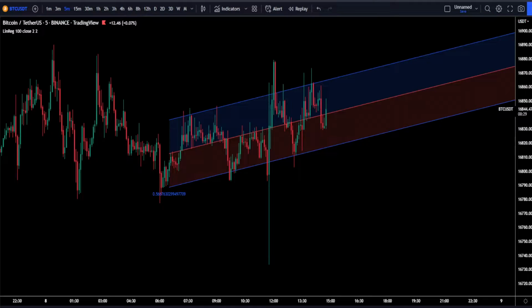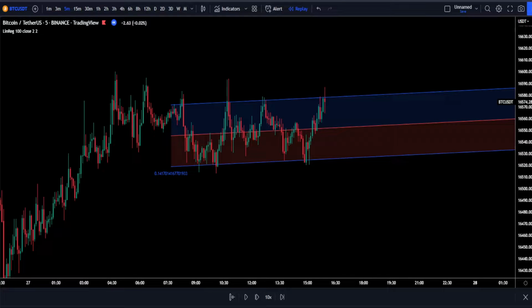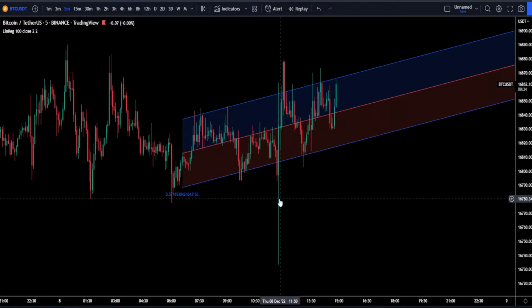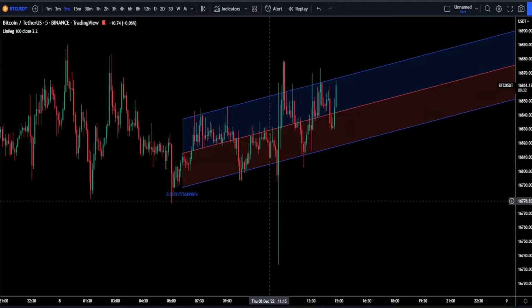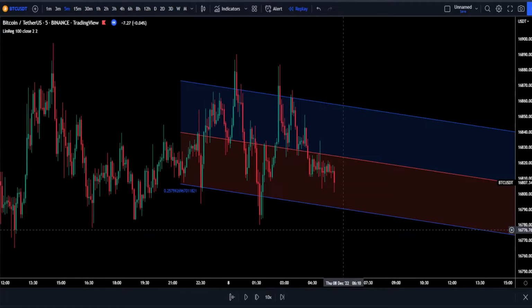Now what's great about the linear regression line is that it will show you the trend direction that the market is currently in. If the line is horizontal, it means that the market is moving sideways. If the line is leaning to the upside, then we're in an uptrend. And if the line is leaning downwards, then we are in a downtrend.